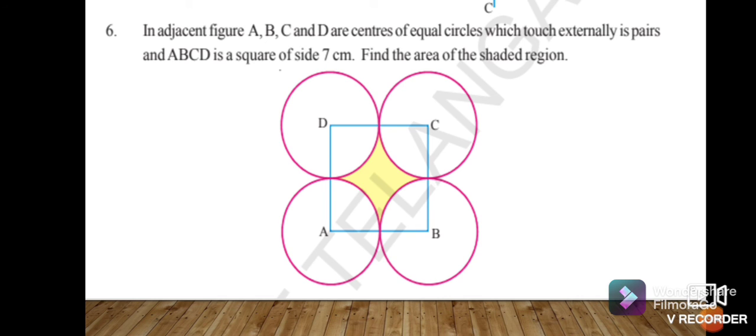So by observing this figure, at the corners we have 4 sectors. That is, at the corners of the square we have the 4 sectors. So we have to subtract that area of the 4 sectors from the area of the square. Very easy. See this.